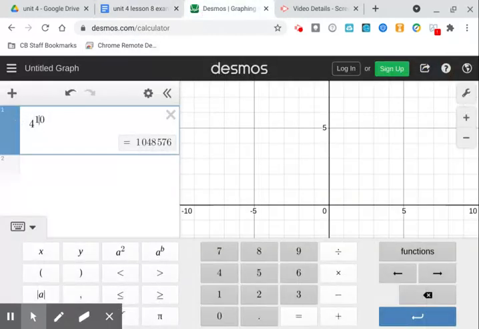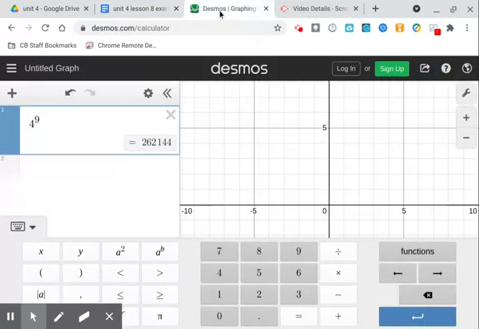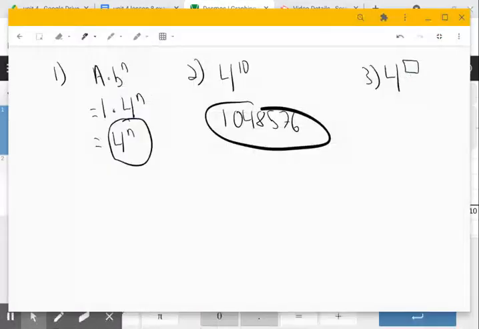So we know the answer is not 2. So I'm just going to keep going. I'm going to keep increasing my exponent until I get to 262,000. So there we go. There's our answer. So after what stage does this occur? It's going to be after stage 9. So the answer ended up being 9. Stage 9.